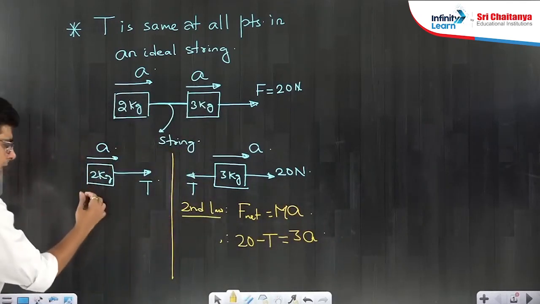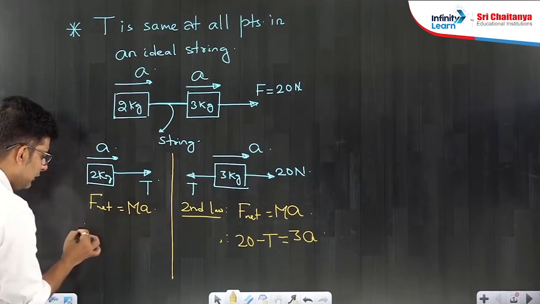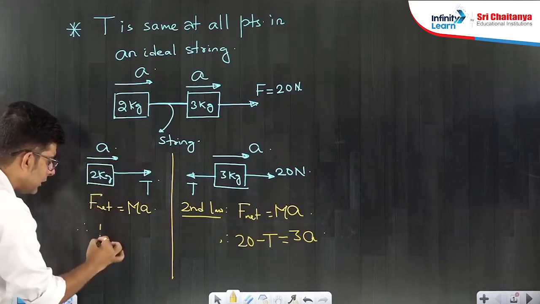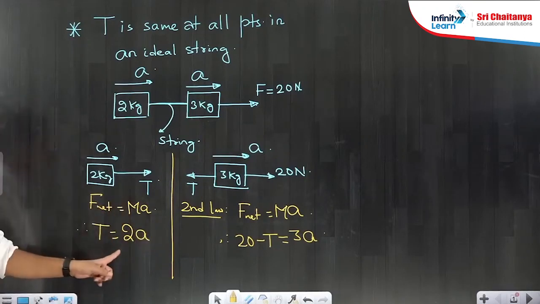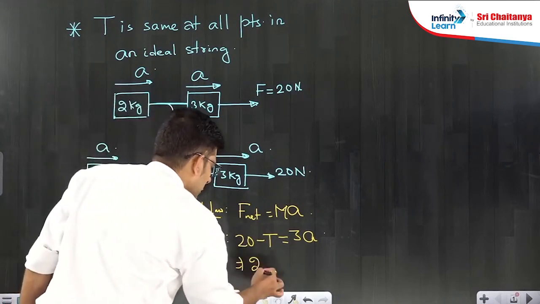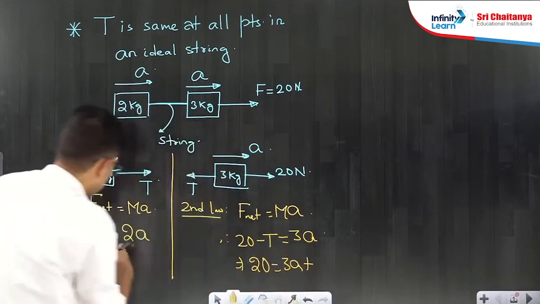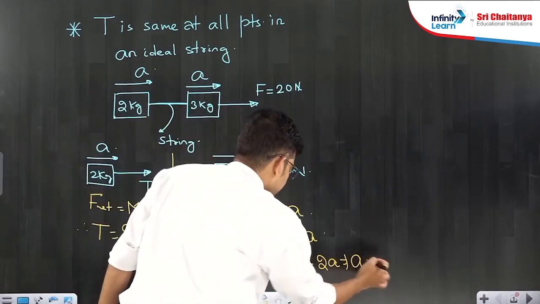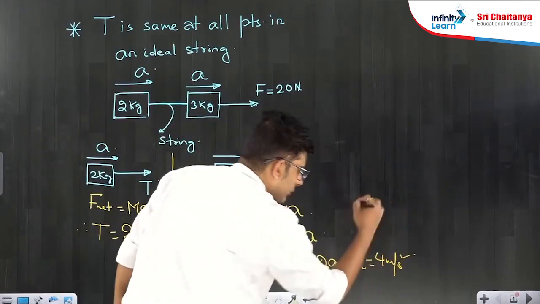Similarly, if I see here also, I will use net force is equal to mass into acceleration. Acceleration is towards right. Which is the net force towards right? Only T. So T will be equal to 2a. So if T is equal to 2a, can I substitute over here? So from here, 20 will be equal to 3a plus T. And what is the value of T? 2a. So we get acceleration as 20 by 5, that is 4 meter per second square.